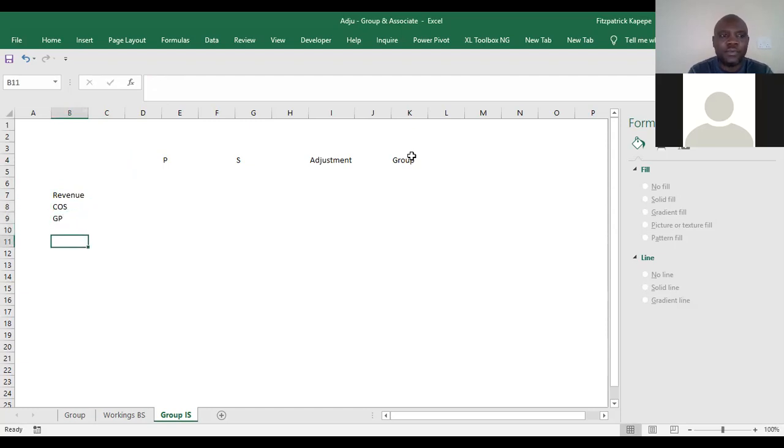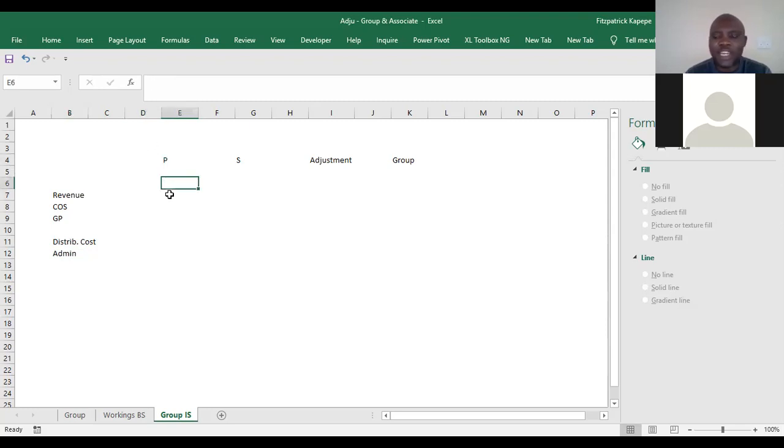Gross profit, distribution cost, admin. Just check, there's admin, profit before interest, whatever. So, okay, let's start first. We go stage by stage.